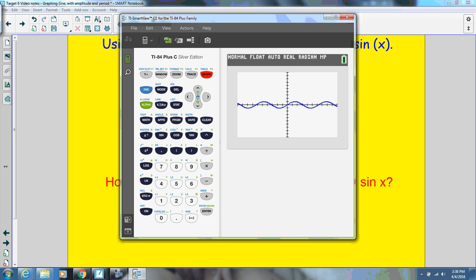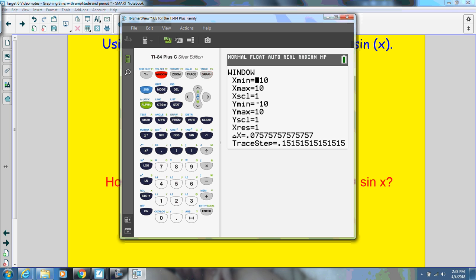So we get something like this. Let's go ahead and change our window so it looks like what I just graphed. So our minimum x value will be 0. Our maximum x value will be 2 pi. So I'm only going to graph from 0 to 2 pi for right now. Our scale, we're counting by pi over 2.